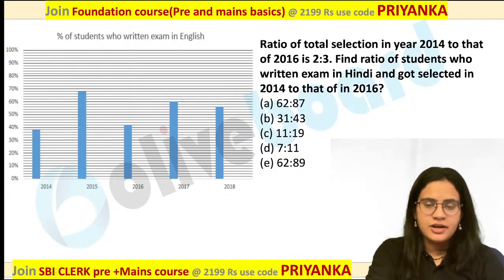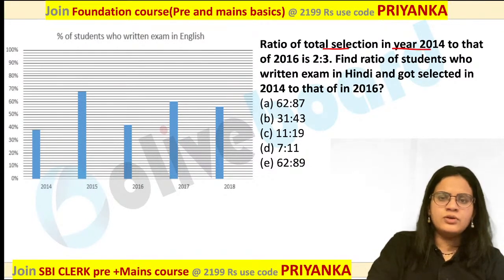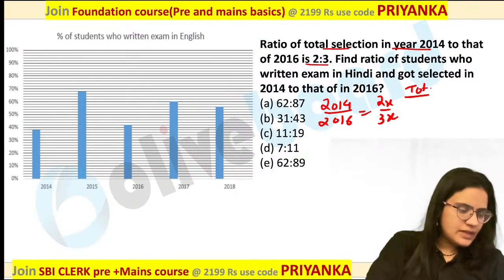Really good performance, guys. Okay, now all of you please pay attention over here. Here they have given you total selection value is 2 is to 3. So I am talking about 2014 is to 2016. Total selection over here, what is the value? 2x upon 3x over here. That is nothing but 2x upon 3x over here.